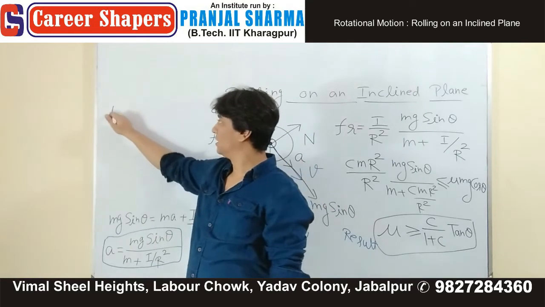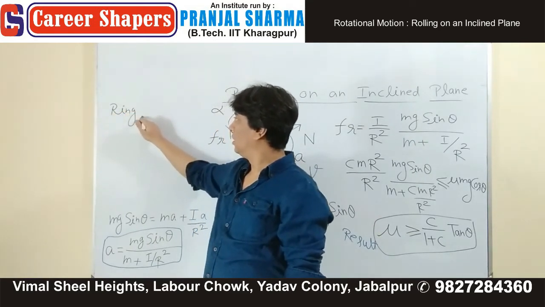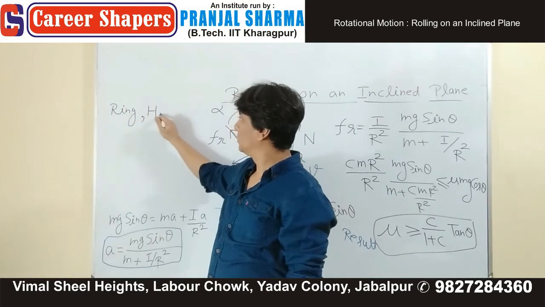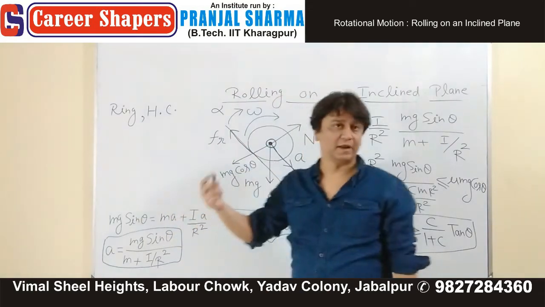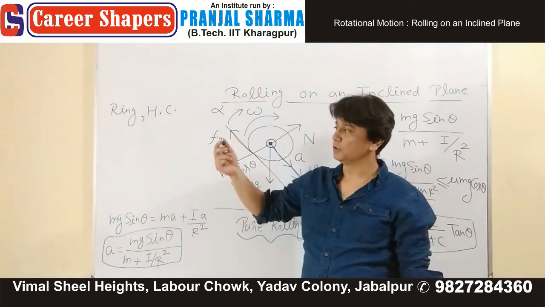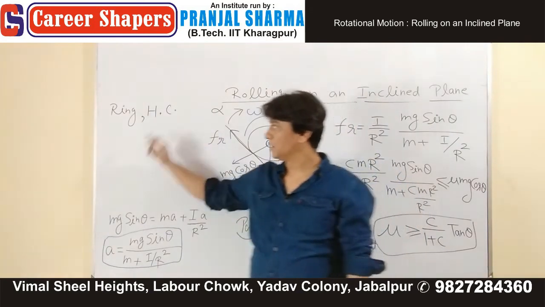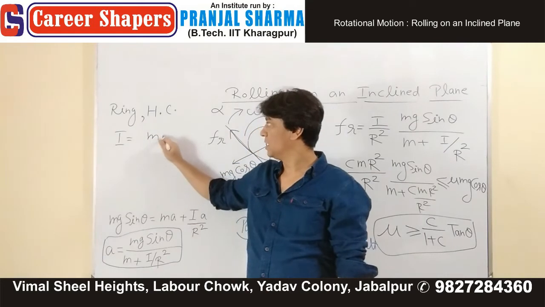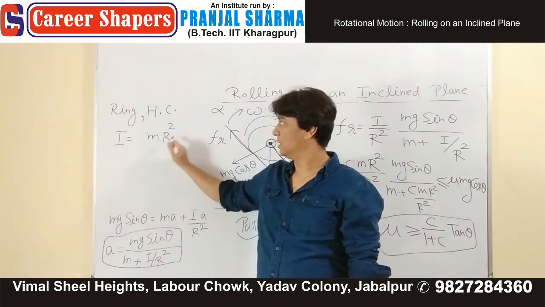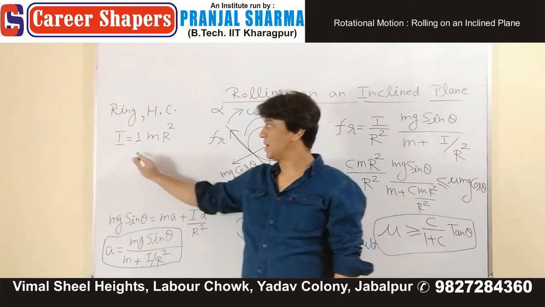If you have a ring or a hollow cylinder, they are basically the same. If you have a hollow cylinder and you cut it into slices, they become what? Rings. Then moment of inertia is mr square multiplied by 1. So we'll say that C is 1.